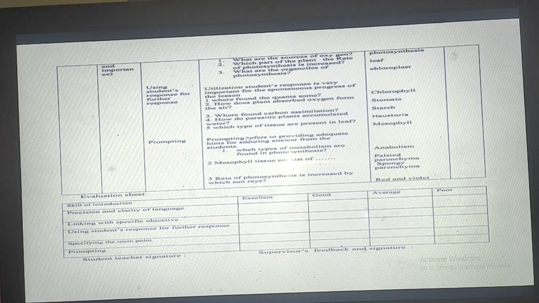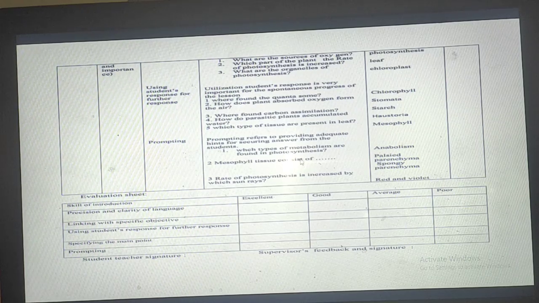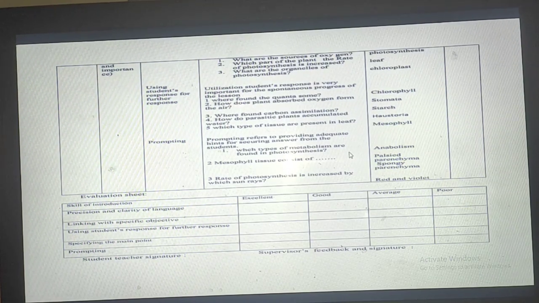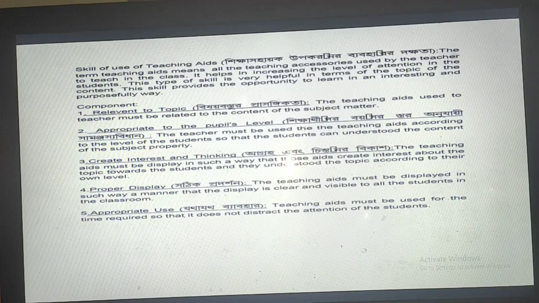Prompting. Here also some questions are mentioned. The teacher provides some hints for the student. Through this hint, the student tries to answer the question correctly. That is called prompting. They also make an evaluation sheet, the student's signature and the supervisor's feedback signature. Now, skill number 3, skill of using teaching aids.